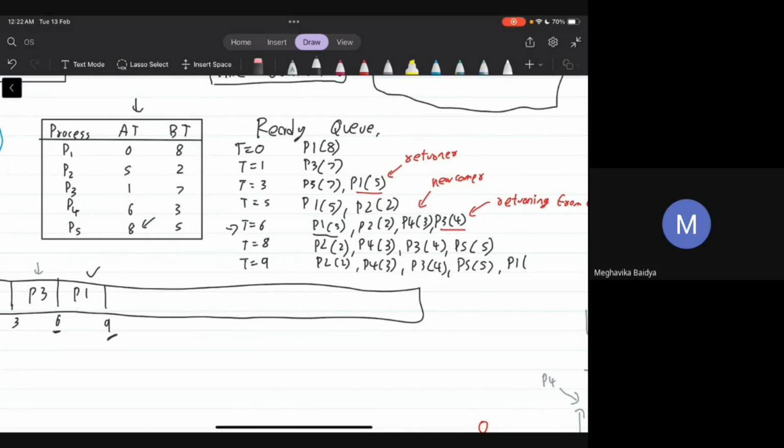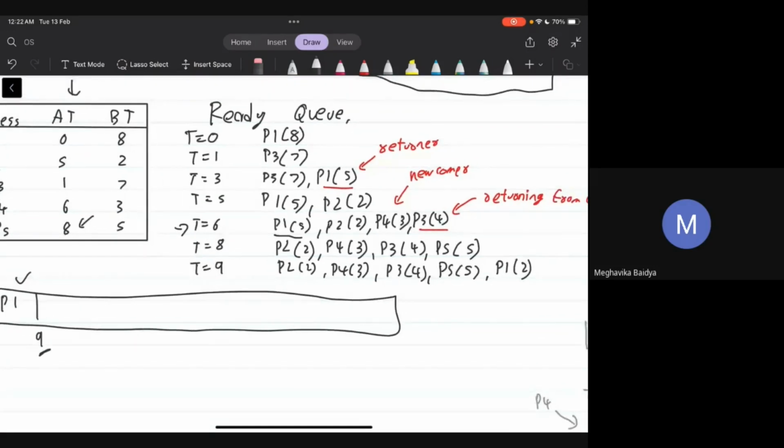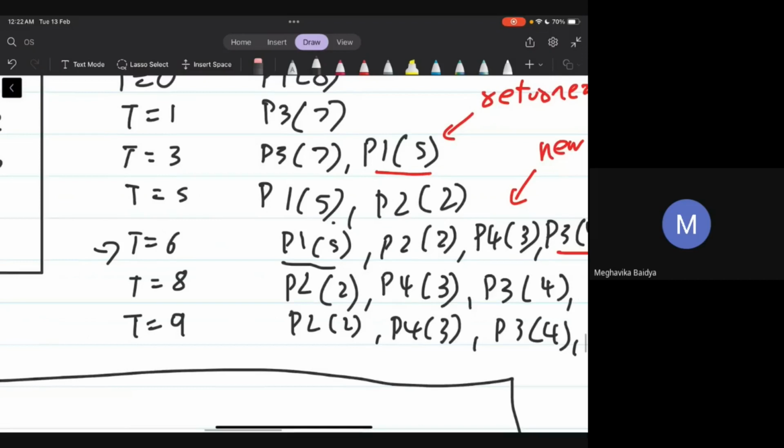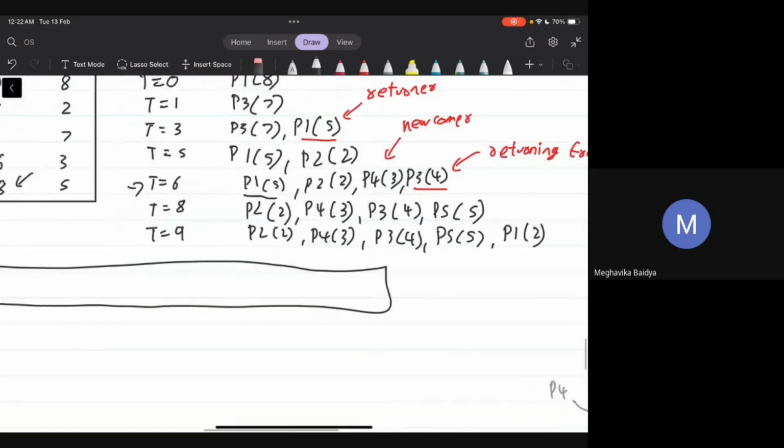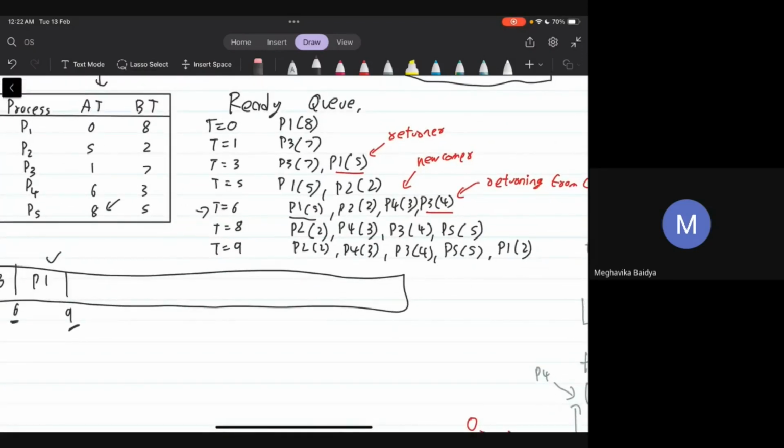And how much is left for P1? 5 minus 3 is 2. No, why 5? 8 minus 6, right? 2. Sorry, be careful with these numbers. Now all the processes have arrived at t equals 9, and you can do the normal round robin. So the order will be 2, 4, 3, 5, 1, 2, 4, 3, 5, 1.